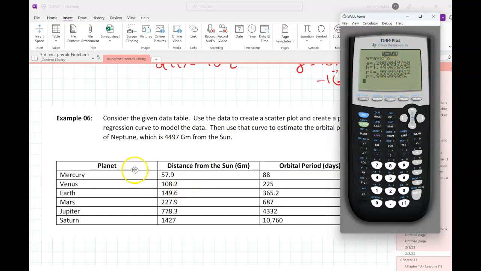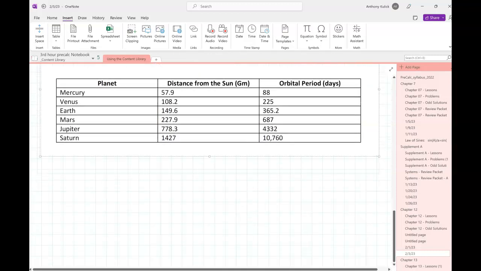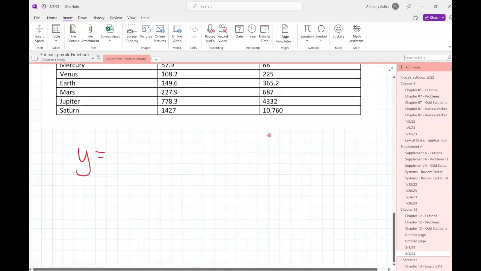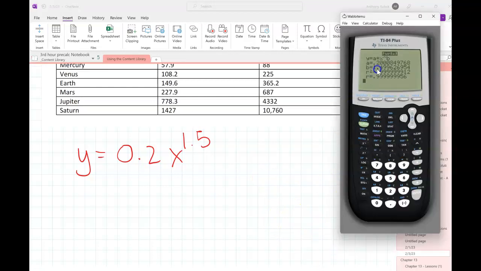So I'd write that down when it says the model, right? And that's just approximately, right? A is 0.2, so the coefficient is 0.2. The exponent is 1.5-ish. Okay with that?